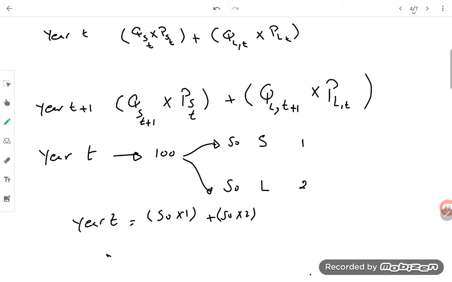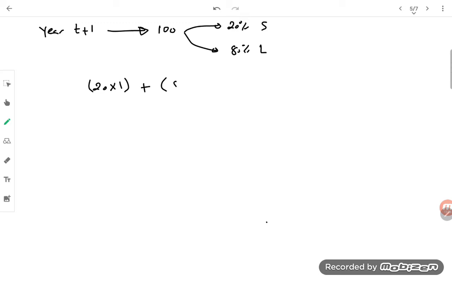If you know that in year T plus 1, the total number of cars produced remains the same, which is 100. But the percentage of large cars increased from 50 to 80%. So 20% small cars and 80% large cars. So if you calculate without any change in price, as we would like to calculate volume, it will be 20 multiplied by 1 plus 80 multiplied by 2.